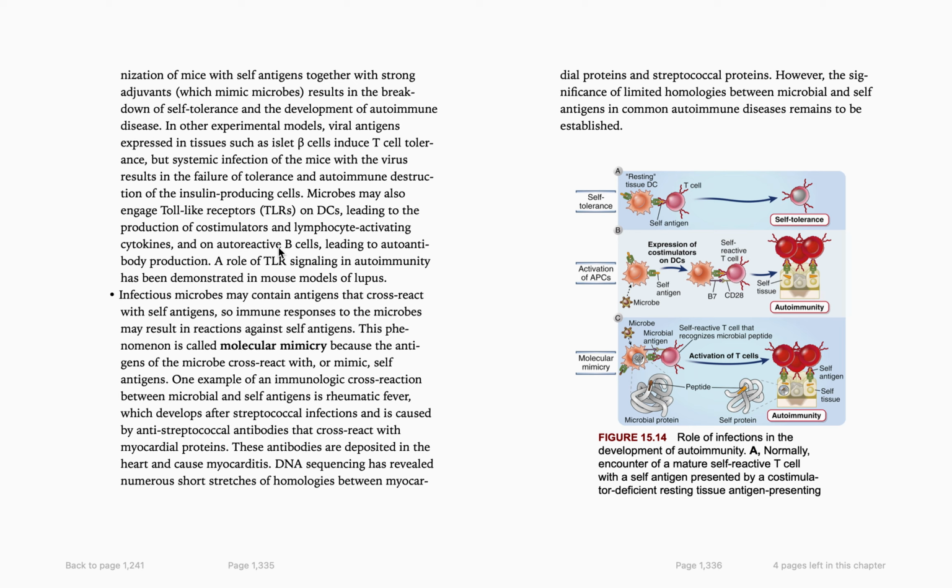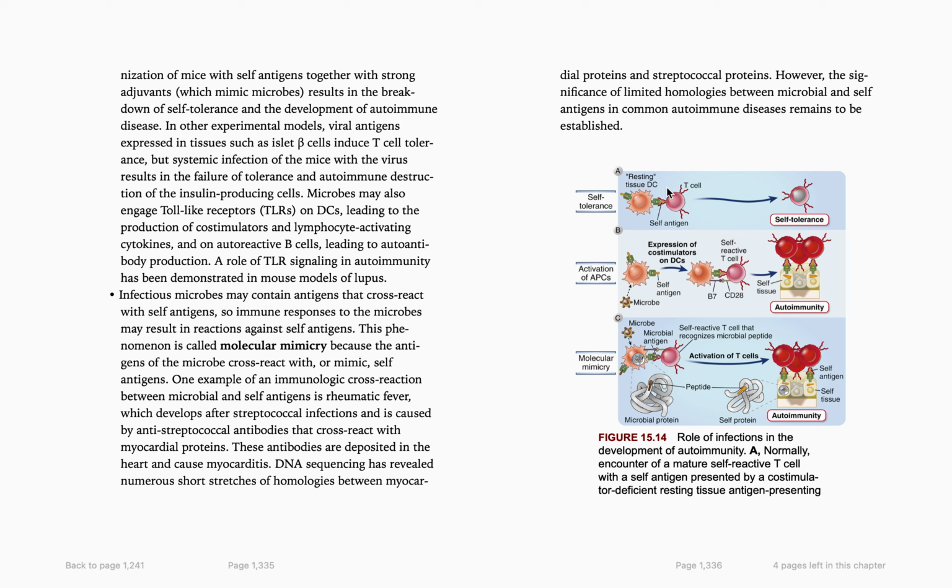DNA sequencing has revealed numerous short stretches of homology between myocardial proteins and streptococcal proteins. However, the significance of limited homologies between microbial and self-antigens in common autoimmune diseases remains to be established.